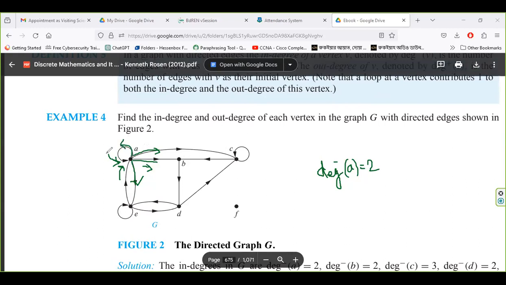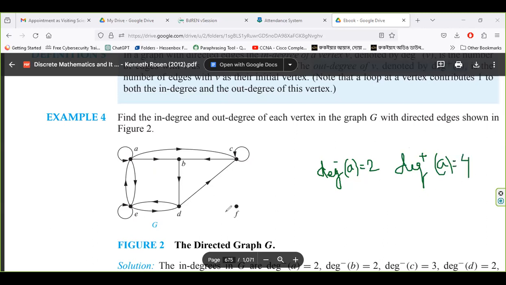So outgoing 1, 2, 3, 4, and incoming also 2, because we are considering this loop as incoming. So we need to consider it outgoing also. If there is a loop, you need to consider it both as in degree and out degree. Do you get my point? Yes, sir. If there is a loop, there will be 1 in degree automatically. So how many in degrees? 2, and out degree 4. So deg plus of A will be 4.